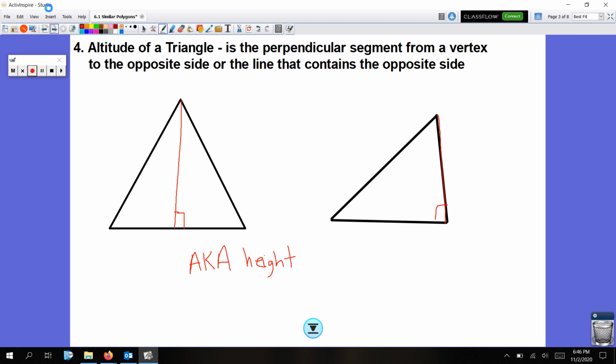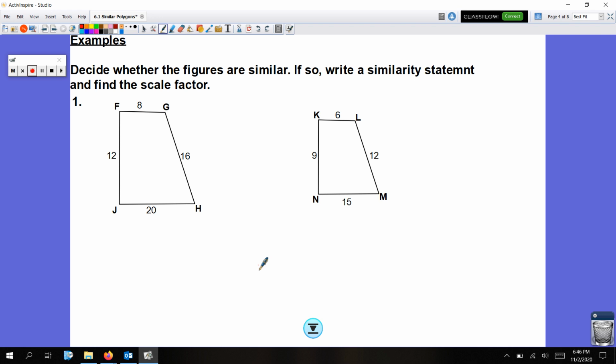Now we can look at some more examples. So first we're going to determine whether the figures are similar, and if so, we're going to write a similarity statement and write the scale and find the scale factor.